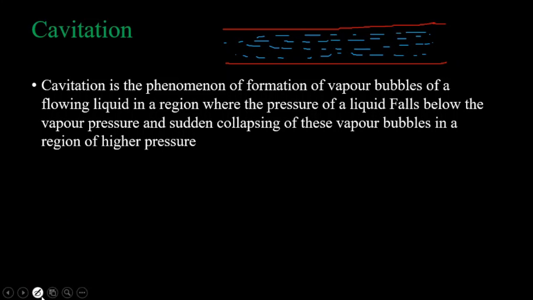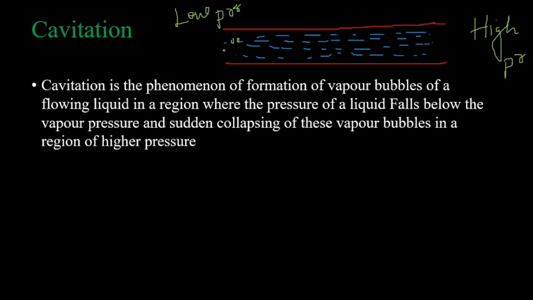Okay. And another point is, here it is at low pressure. And here, at that same other point, it is high pressure. So at the low pressure in the flowing liquid, what forms? Vapor bubbles will be formed. This is the region of low pressure, this is the region of high pressure. So these vapor bubbles are formed in the low pressure zone.